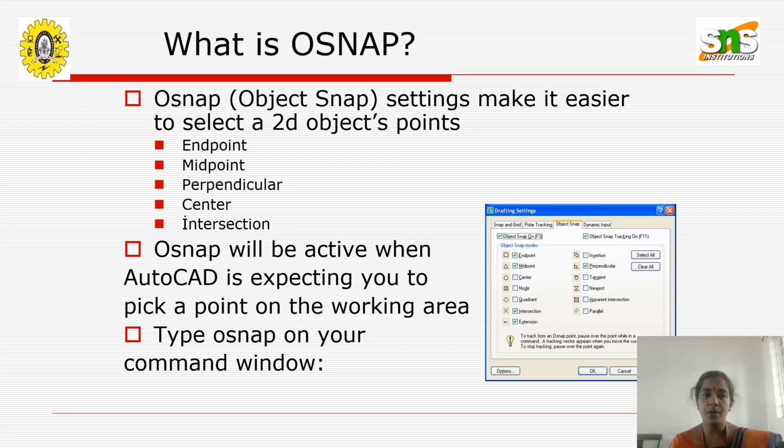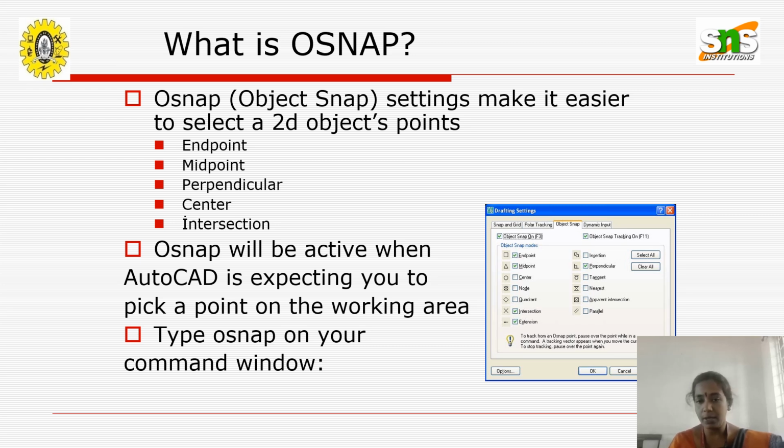So in the previous video we have watched about object snap. This is nothing but the option which will be there as an icon where we can find the endpoint, midpoint, perpendicular, center, and intersection. If we select this option in AutoCAD, then it would be quite easy for us to see the endpoint, midpoint, perpendicular, center, and intersection.